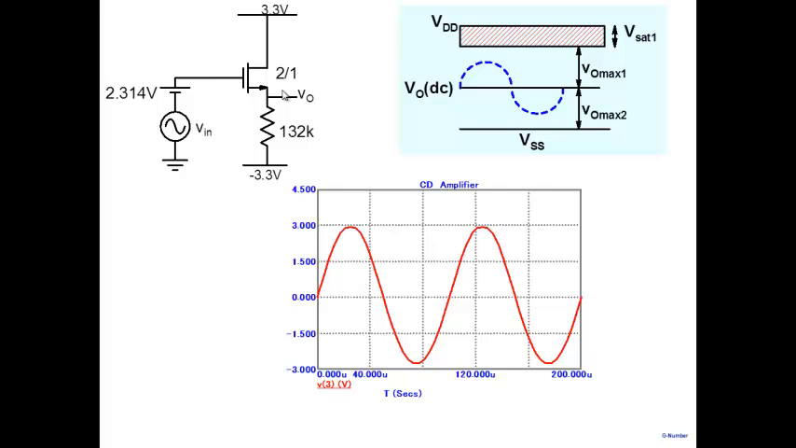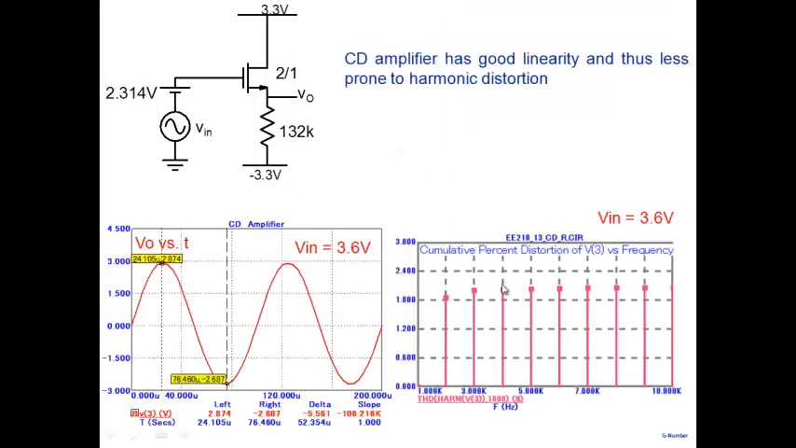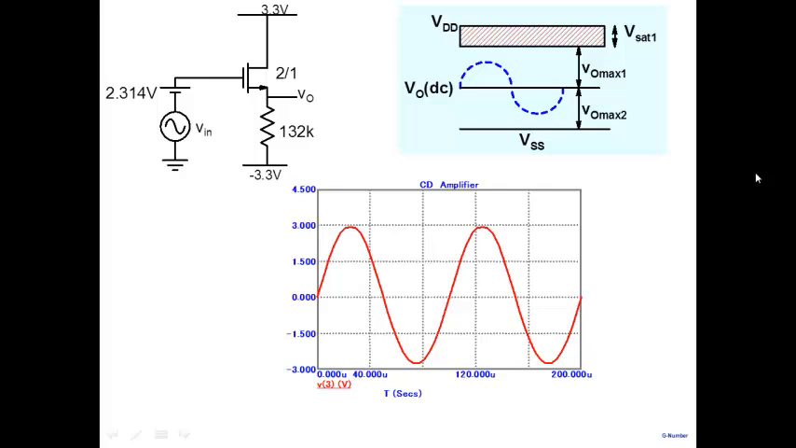What is the other one? What are the other constraints on swing? I will not bother about distortion because we said it's a highly linear amplifier here. So we'll not bother about distortion. What is the other thing that I need to bother?